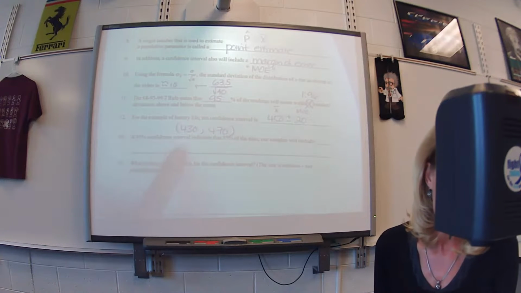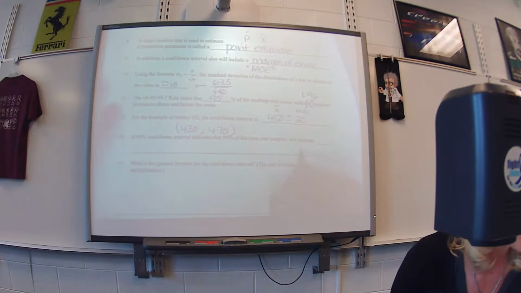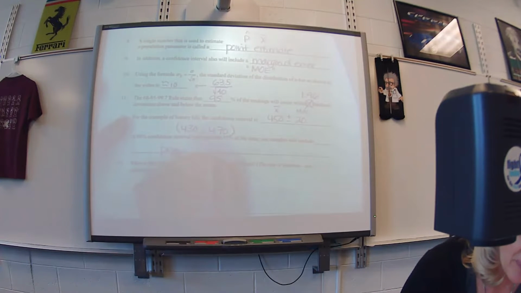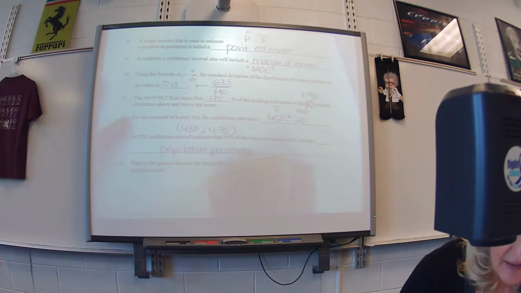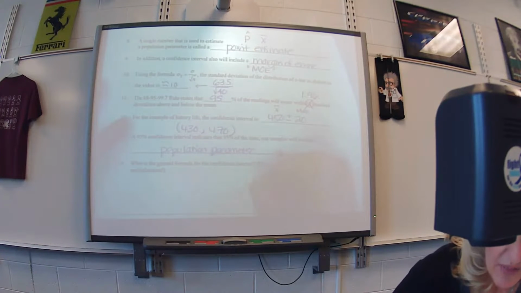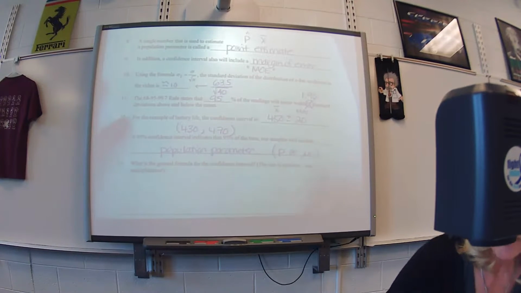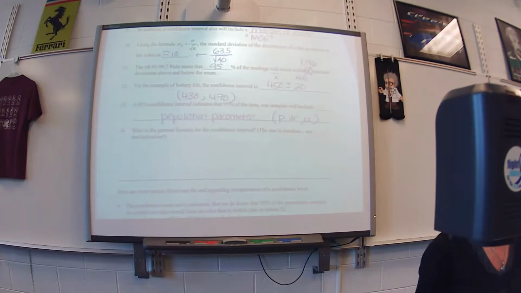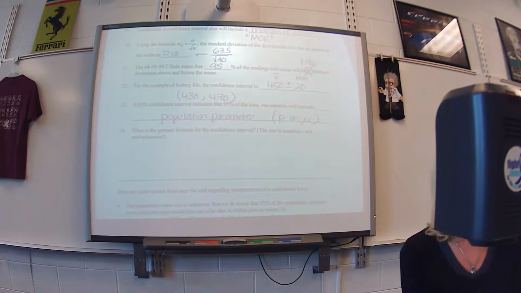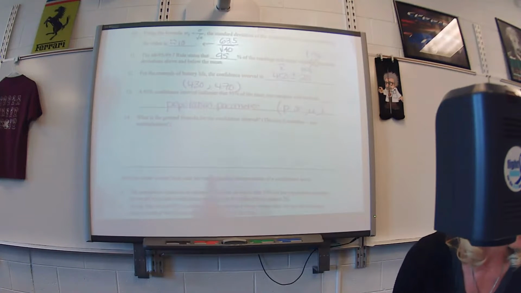A 95% confidence interval indicates that 95% of the time, our samples will include the population parameter. And I remind you again, in the video, that was mu, but it also could be a percentage or a proportion. The general formula for a confidence interval. Now, keep in mind, this was the formula when they were doing an X bar.